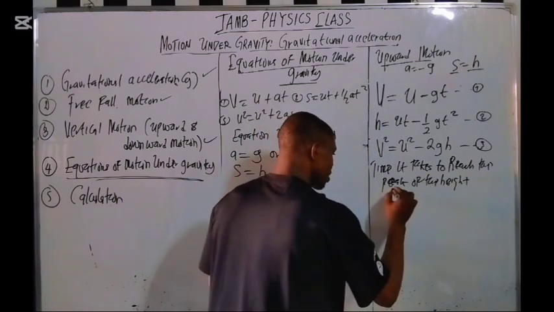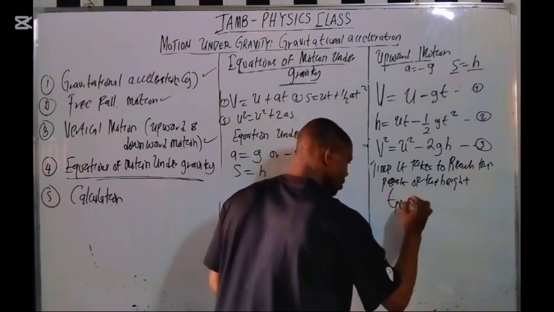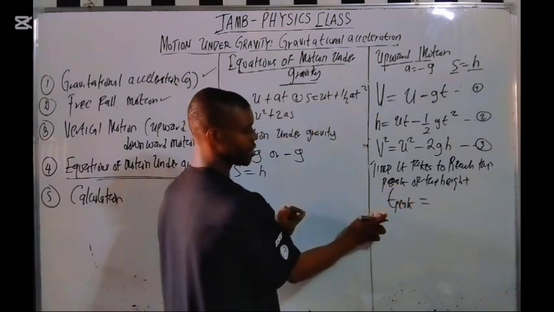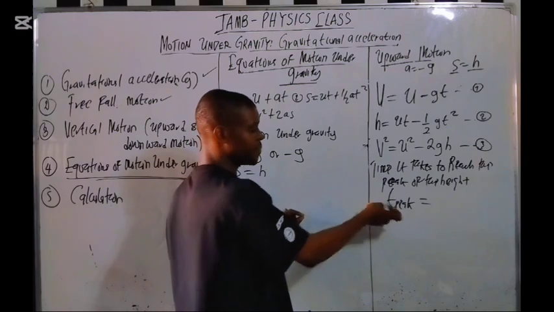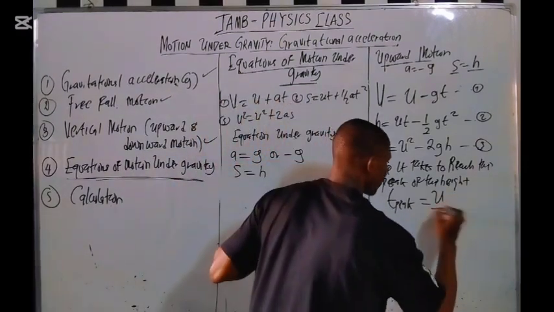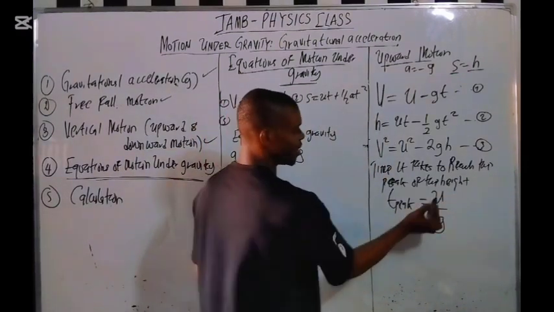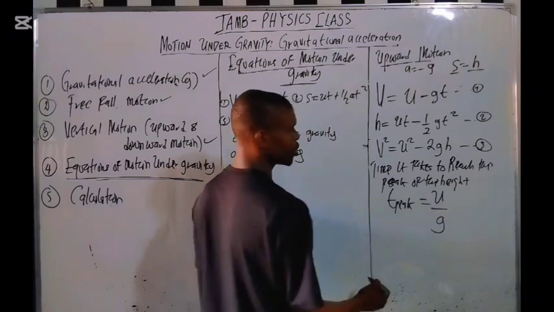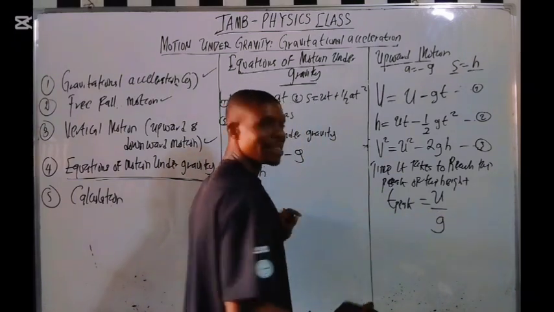It's going to be T peak. Then the time to reach the peak of the height: T peak equals U over G. What does it mean here? The initial velocity over G, as relation to gravity, right? That is it.